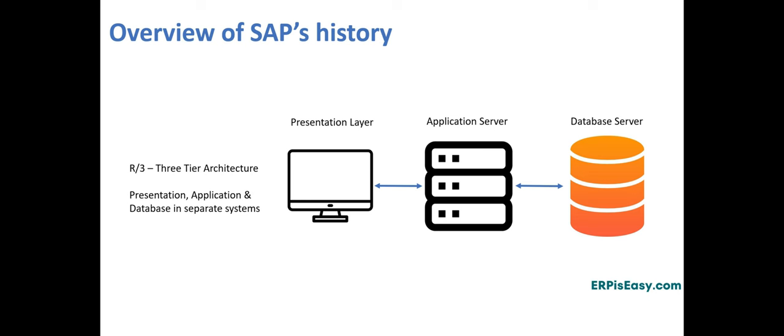In the R3 architecture, all three layers are present in different systems. For example, the presentation layer would sit on a user's computer in the form of SAP GUI, which is a client software that is used to access the SAP system. The application would sit on a different server, and the database would sit on a different server. It is based on a three-tier architecture model, and most of the modern applications are based on this three-tier architecture model.